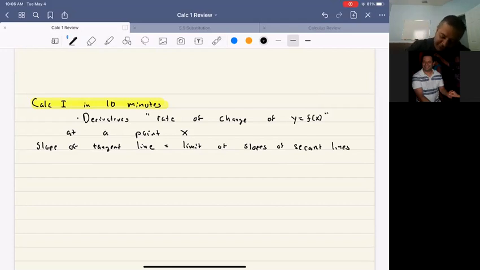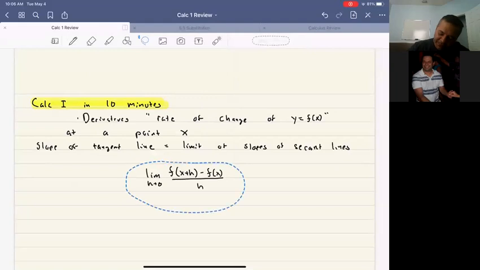Okay, so that's going to be the limit as h approaches 0 of f of x plus h minus f of x over h. We should all know this. I think this should be sort of just jogging your memory.